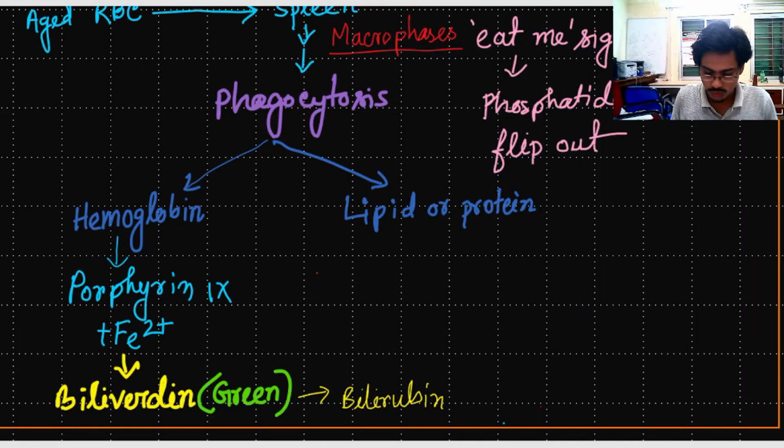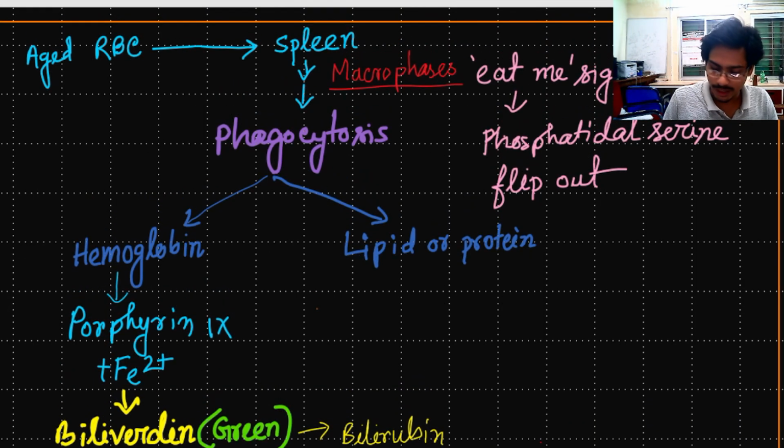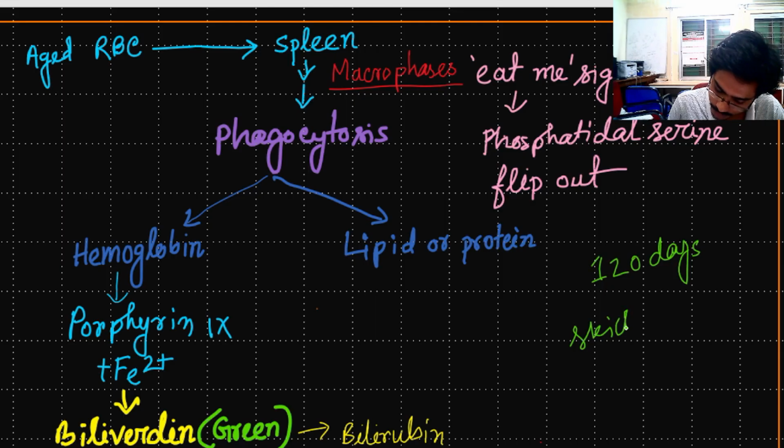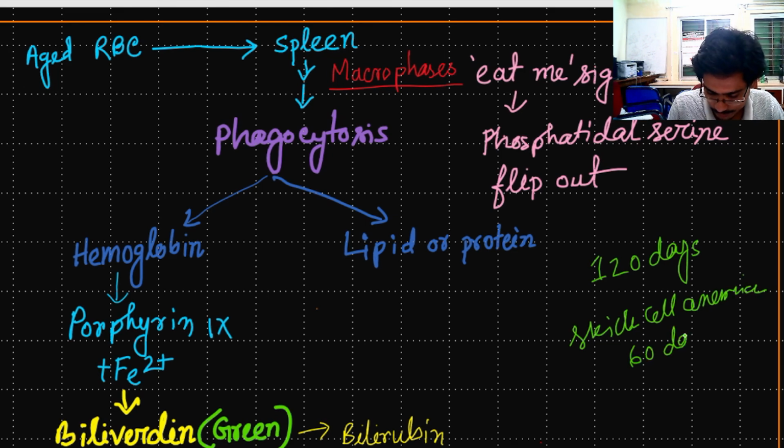Today we will discuss how the destruction of the RBC occurs. The average age of the RBC, that's the red blood cells, red blood corpuscles. So the RBC normal lifespan is almost 120 days under normal conditions. In sickle cell anemia, it will be 60 days.